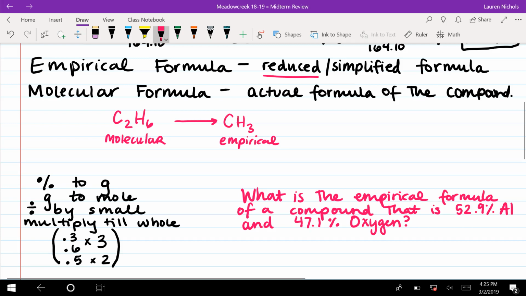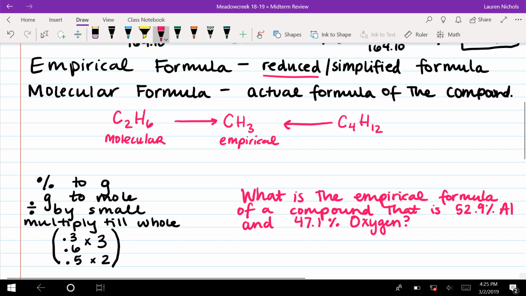And multiple things could share the same empirical formula. Okay, if I have, for example, C4H12, that would also simplify down to CH3. So molecular formulas can share an empirical formula because it's a simplified or reduced version. It's the repeating pattern that keeps coming up.